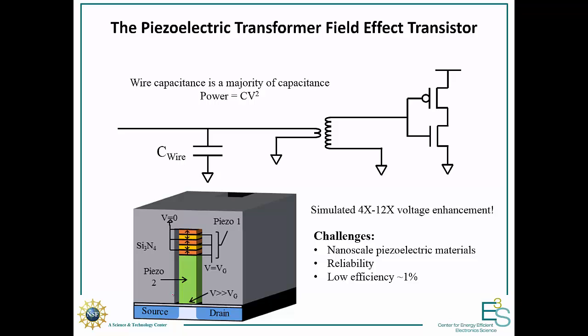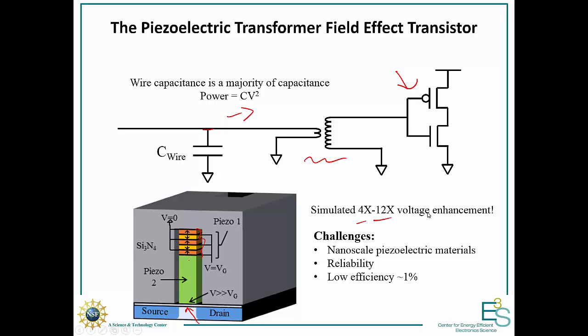Another interesting concept that we recently proposed is called the piezoelectric transformer field effect transistor. And the idea here is that between your wire, you put a transformer, so that way you have a low voltage coming in, and you only increase it where you need it to operate the transistor. The principle of operation is that we're going to use a piezoelectric transformer. You apply a voltage to these top piezoelectrics, they all expand, they squeeze this bottom piezoelectric, and you get a higher voltage out on the channel. And so in simulation, we've shown that you can get a 4x to 12x voltage enhancement.